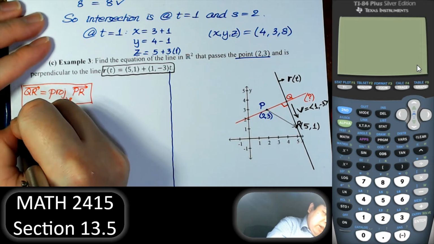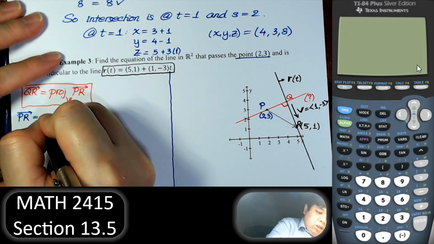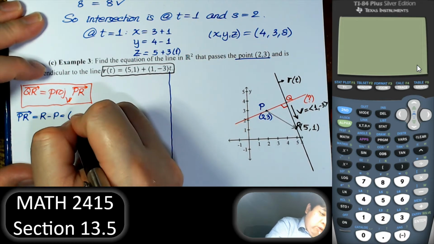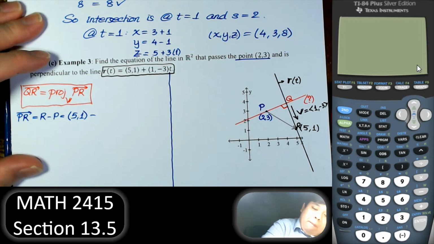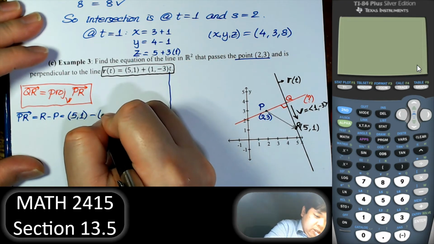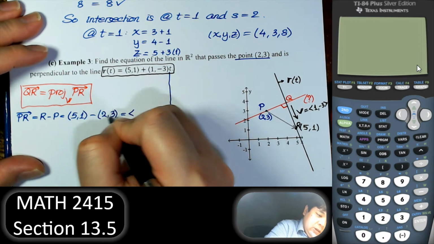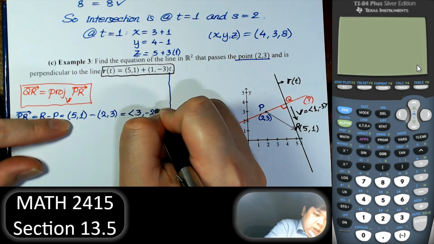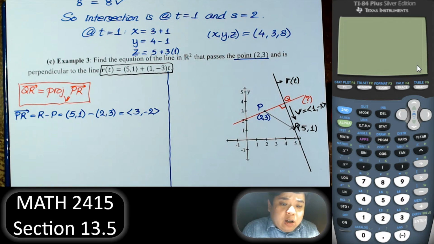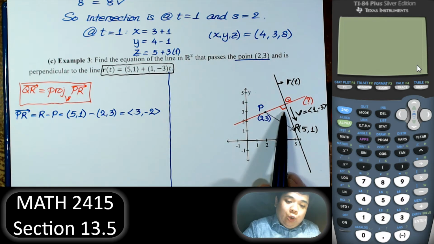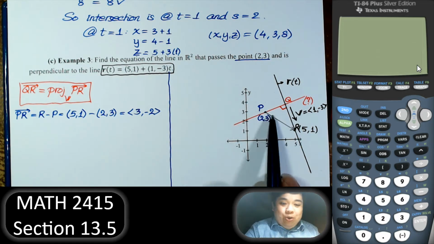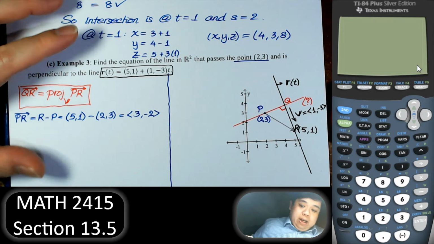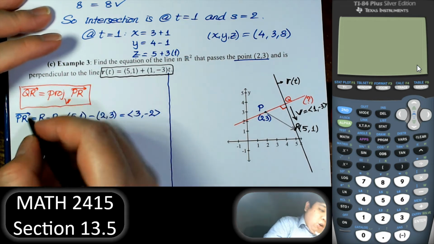So first we find the vector PR, which is R minus P. The point 5 and 1 minus P, 2 and 3. So it will be 5 minus 2 is 3, and 1 minus 3 is negative 2. So vector PR is 3, negative 2, meaning 3 units to the right and then 2 units down. That's 3 and negative 2. So that's about right.